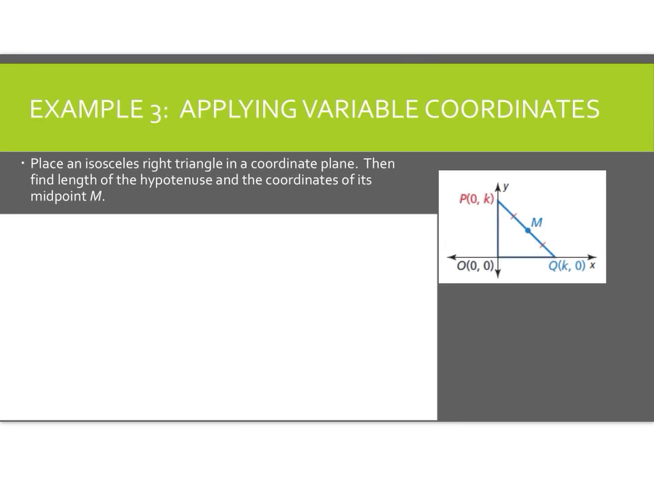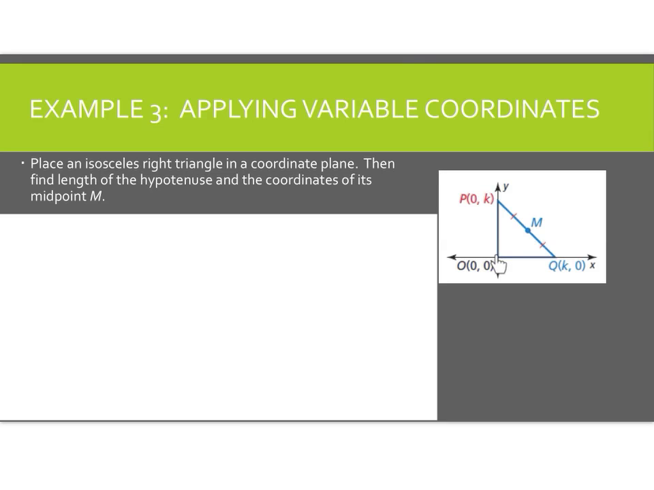Alright, so let's apply variable coordinates in an example. Place an isosceles right triangle in a coordinate plane, then find the length of the hypotenuse and the coordinates of its midpoint. So when you're just doing a general sketch, you want to place one of your vertices at 0, 0. Super important.